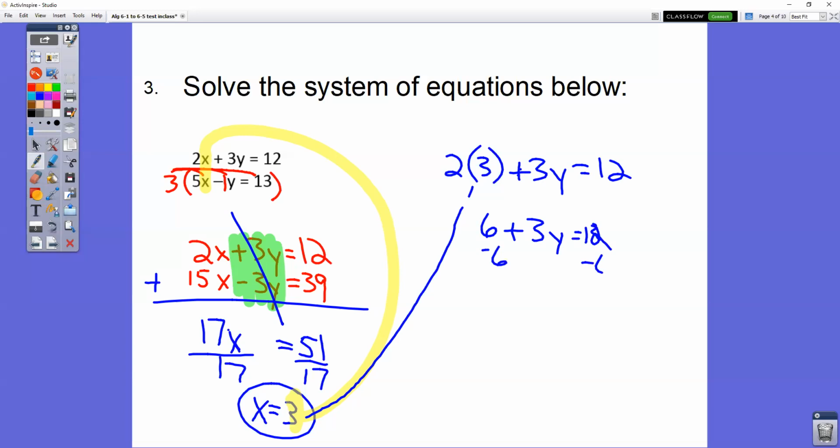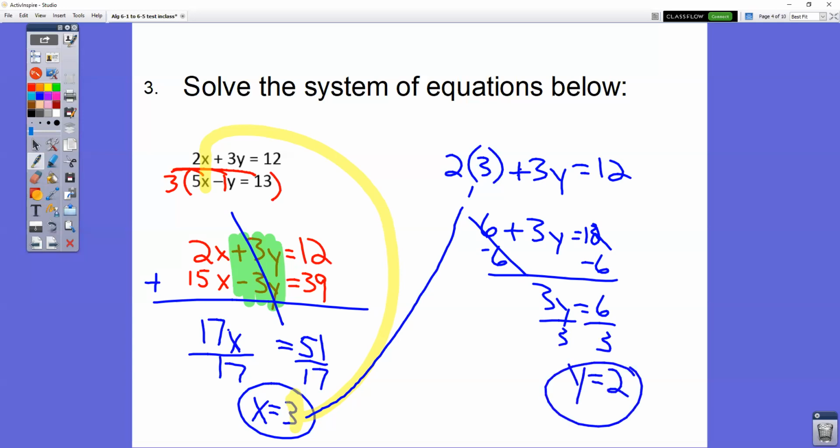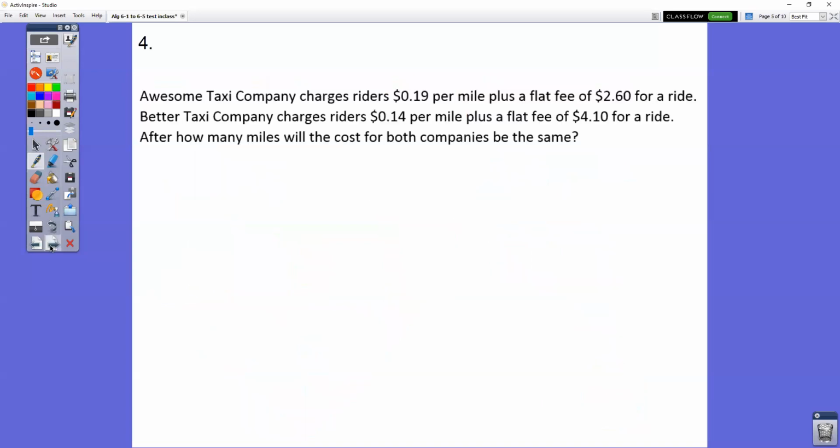Minus 6 minus 6. So I have 3y equals 6. Divide by 3, divide by 3. Y equals 2. So I got x equals 3 and y equals 2. Questions on this one? Again, I created my own opposites by multiplying. The biggest mistake that people make is forgetting to distribute all 3 times. Take a look at question number 4.